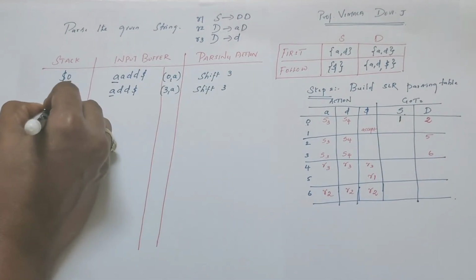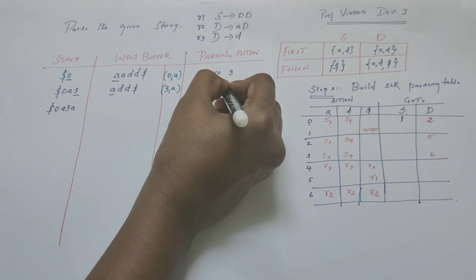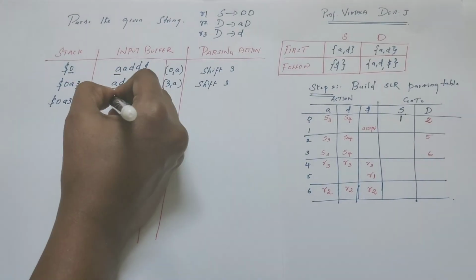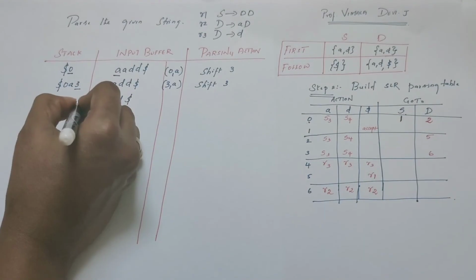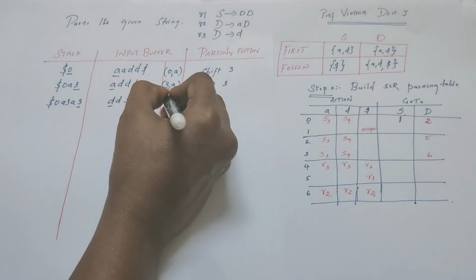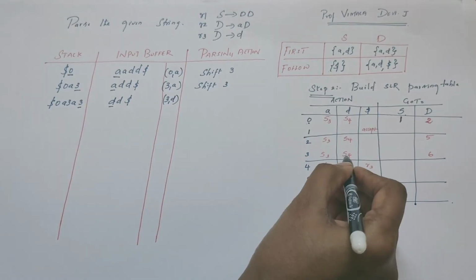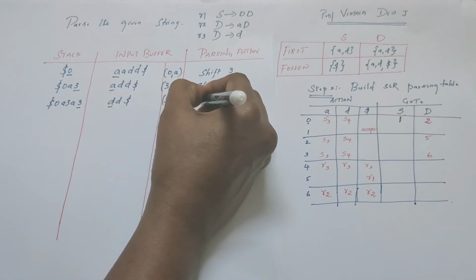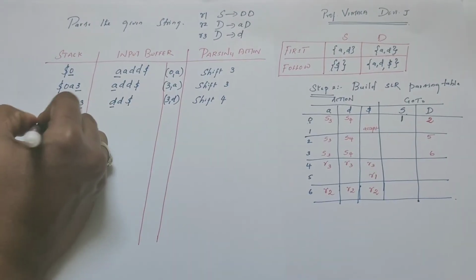So what is it going to do? It is going to shift the input symbol along with the state number 3 also. So the remaining input string is shown. Now we have to check for the combination 3, D. So what is there in 3, D? It is shift 4. Shift 4. So what are we supposed to do here?